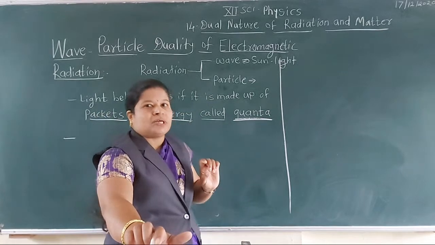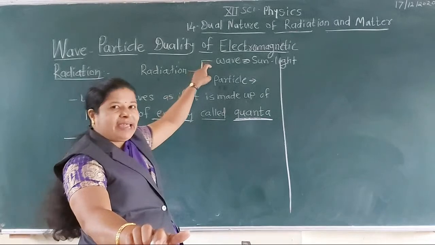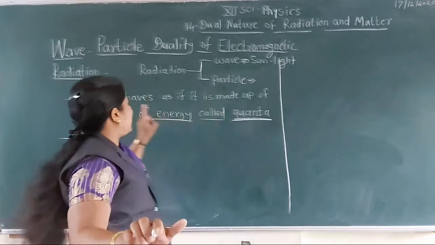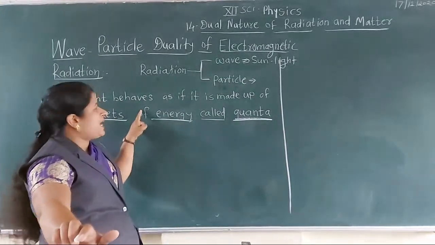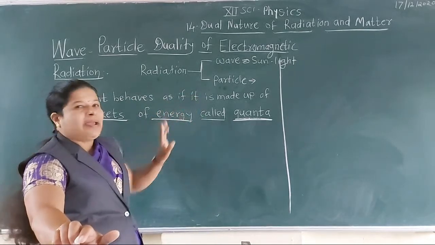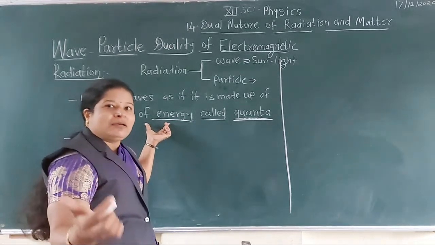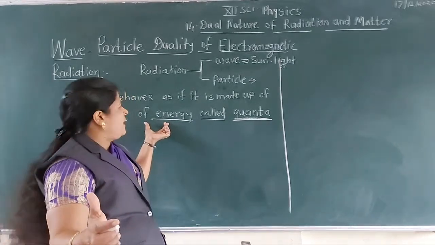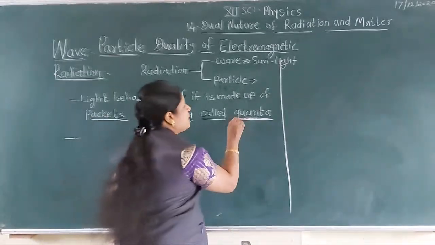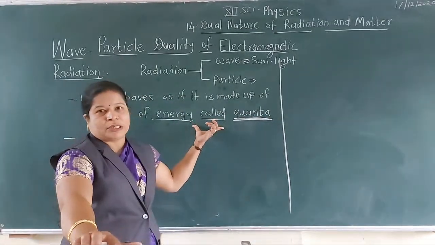Listen carefully, students, and understand it. Radiation has wave as well as particle nature. That means light behaves as if it is made up of packets of energy. Light is made up of packets of energy called quanta. We call it a quanta. This word is important and the term is also important.